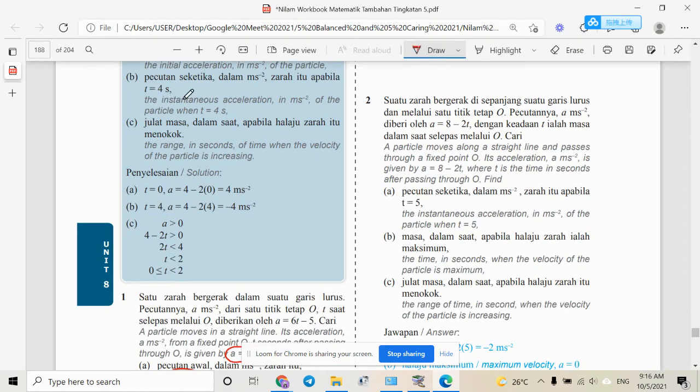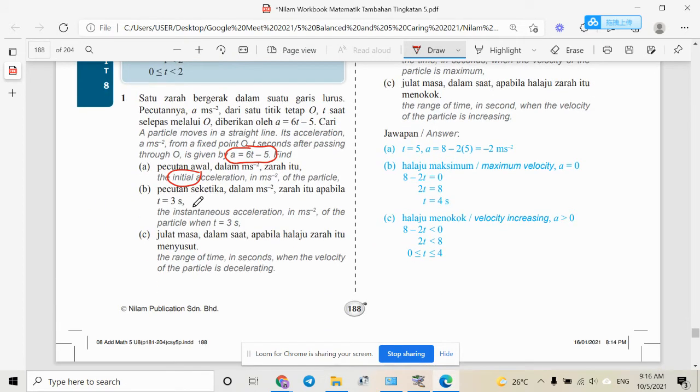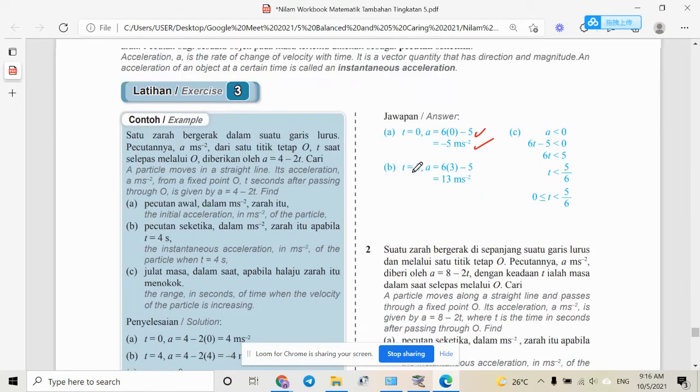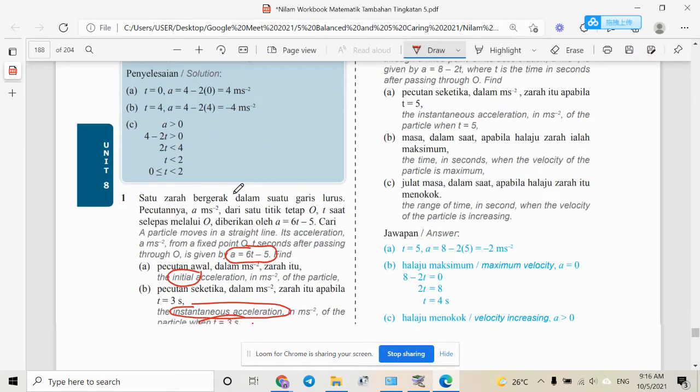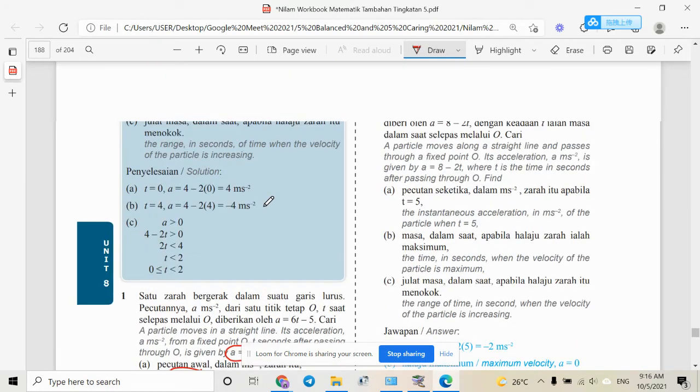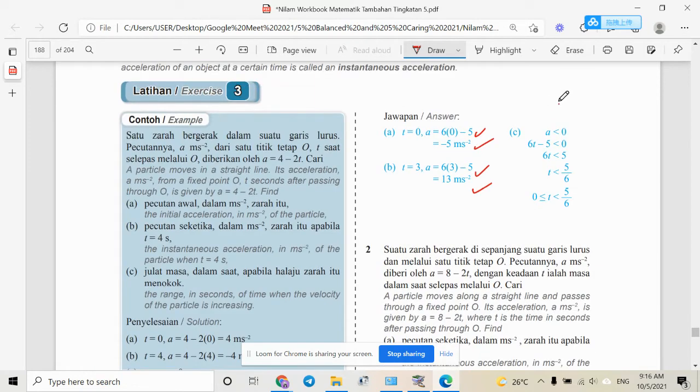Question B, calculate the instantaneous acceleration at t equals 3. So when t equals 3, you just substitute t equals 3, put inside the acceleration formula, then calculate, get the answer. Question C, range of time in second when the velocity is decelerating. Remember, velocity decelerating meaning that a is less than 0. So this is the keyword. So just apply the formula less than 0.